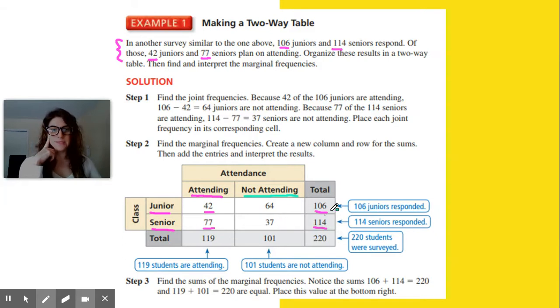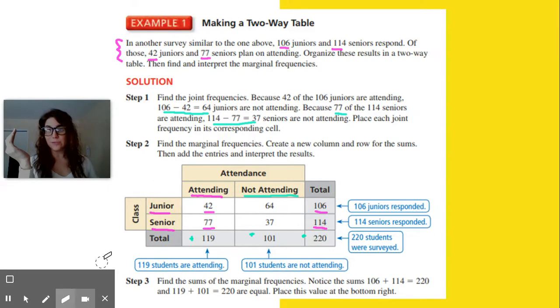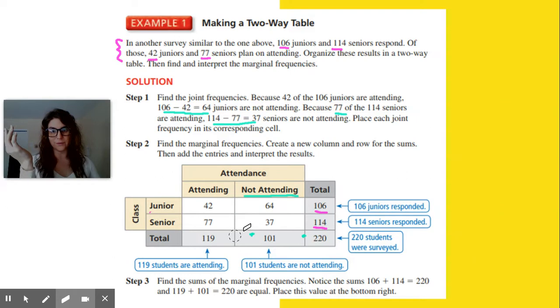If I know there were 106 juniors and 42 are attending, you subtract them to find they're not attending. And that's what it tells you up here. You would do the same thing with the seniors. 77 out of the 114 are attending. So you subtract them. And that's how many are not attending. And then you could simply add together to get your totals on your bottom, right? So again, it's simple, just adding or subtracting to find all the missing pieces of your table.